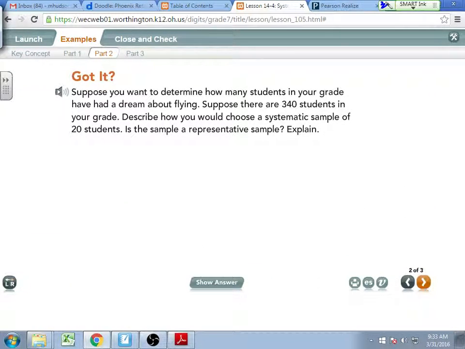Suppose you want to determine how many students in your grade had a dream about flying. You ever wake up when you hit the ground in your dream? That's the worst. I dreamed that I was flying a jetpack.